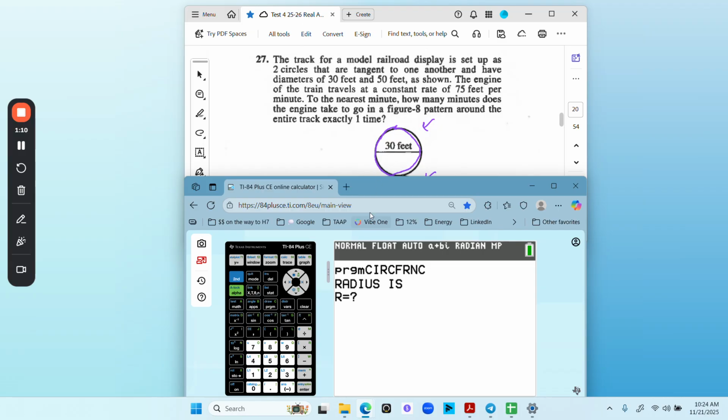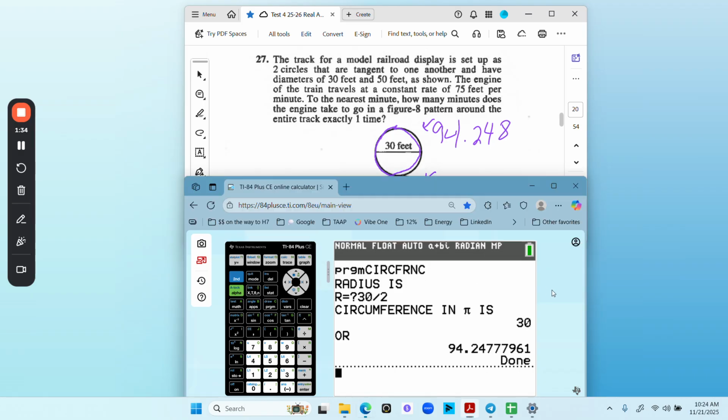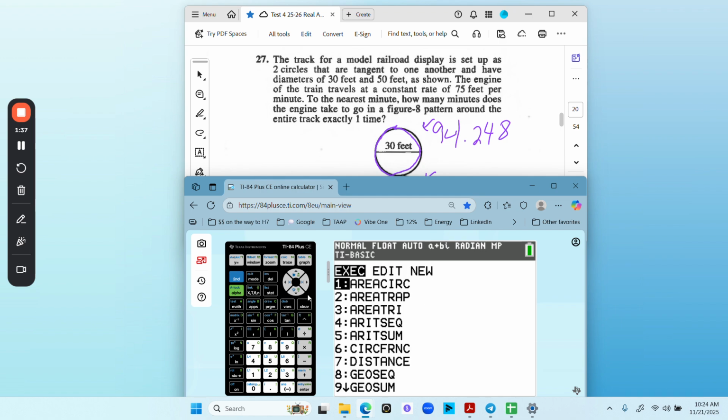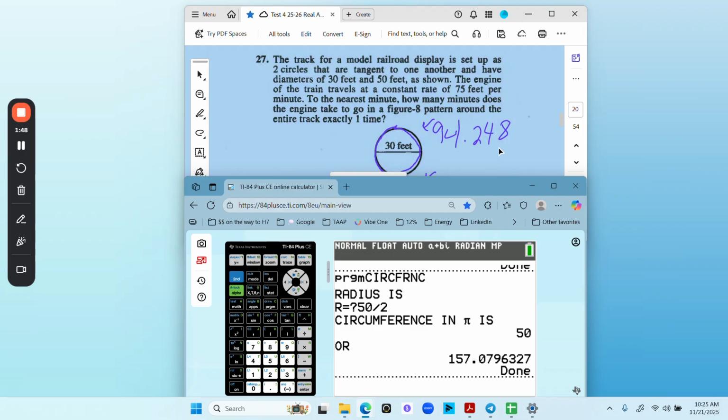and the radius. So they give us the diameter. The diameter is the radius times 2, or really the radius is the diameter cut in half. So I can actually just do 30 divided by 2, the math in here, and it will give me the value. So this is 94.248. Now I'm going to run the program again with 50. So program circumference, and I think it was 50. Yeah, 50 divided by 2. And now I get 157.